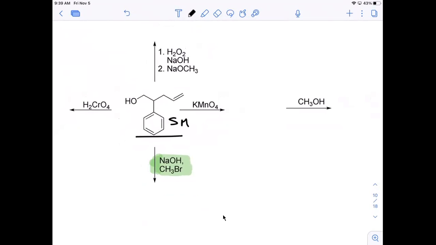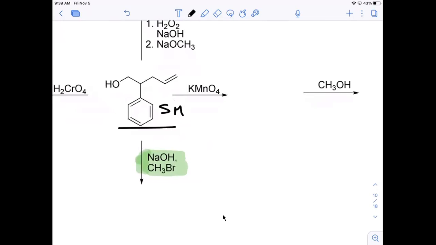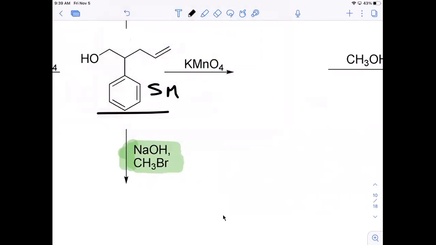Okay, the base and the alkyl halide do match the Wittig conditions, but there's one thing missing that distinguishes this from Wittig. And it was two things missing. One, there's no triphenylphosphine. And then the other thing that's missing is that there's no carbonyl. Right? Remember, Wittig is a way to turn carbonyls into alkenes. These conditions right here are for Williamson ether synthesis.